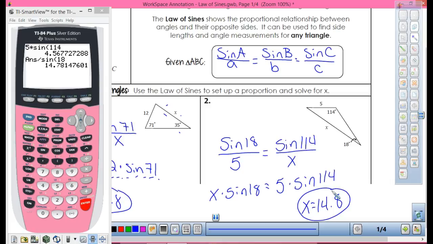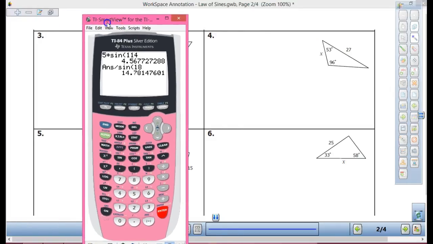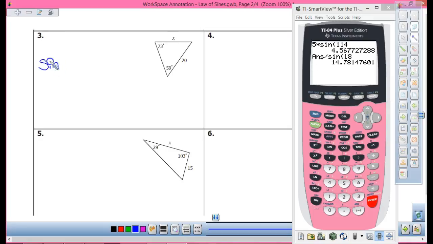I think law of sines is fun because I like doing the proportions, but I'm kind of weird like that. All right, so I'm just going to keep moving this guy side to side. All right, so how are we going to set this guy up? All right, so for me, setting the sine of 73 over 20 equals sine of 59 over x.